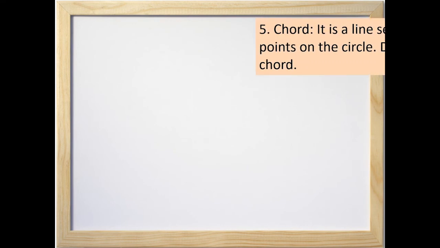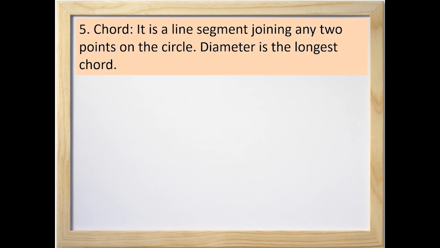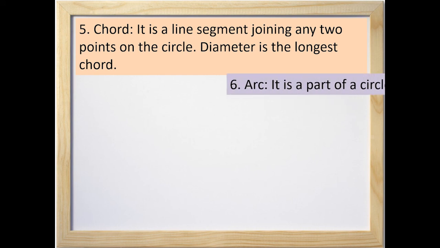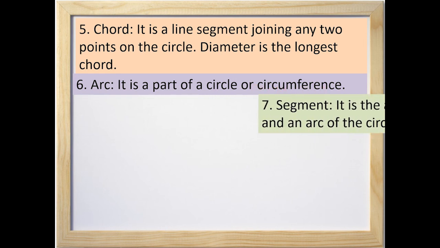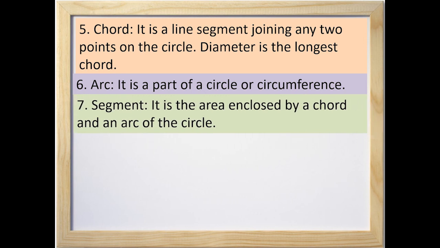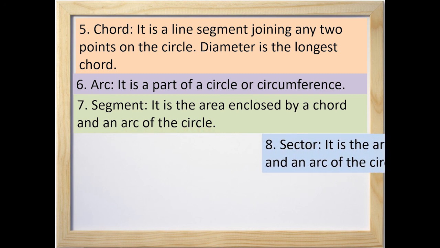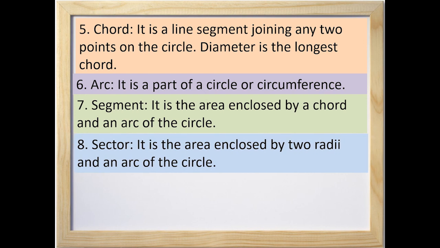The next part is called the chord of the circle. It is the line segment joining any 2 points on the circle. Diameter is the longest chord. The next point is called the arc of the circle. It is a part of the circle or circumference. The next one is called the segment of the circle. It is the area enclosed by a chord and an arc of the circle. Next point is the sector of the circle. It is the area enclosed by two radii and an arc of the circle.